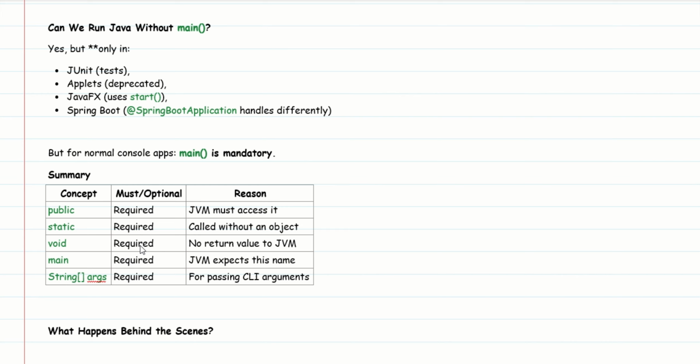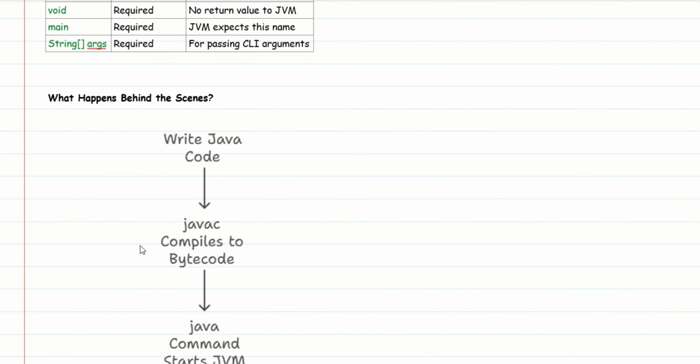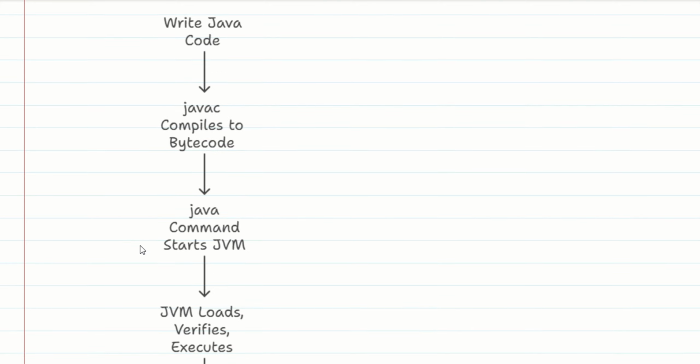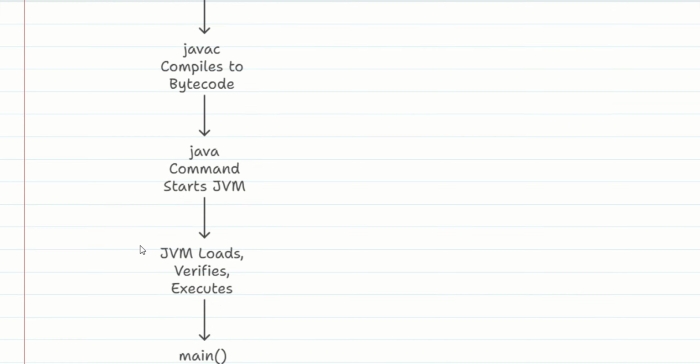So let's see what happens behind the scenes. Here is the flow chart. You write the Java code, then javac, or your IDE, compiles it into bytecode, and the java command starts the JVM. So you write the code and compile it, then you execute the class. Then the JVM loads, verifies and executes it.